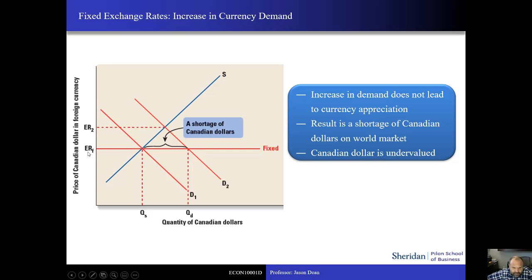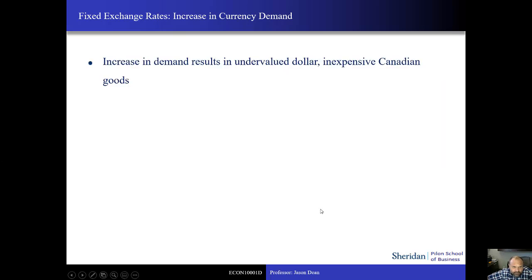So in the case of an increase in demand, we would have a shortage. The Bank of Canada would have to accommodate that shortage with new Canadian dollars. And so it would do that and keep the exchange rate fixed. Now, the problem is if we had, say, a decrease in demand, okay, we could end up having a bit of an issue, as we'll see in a moment.